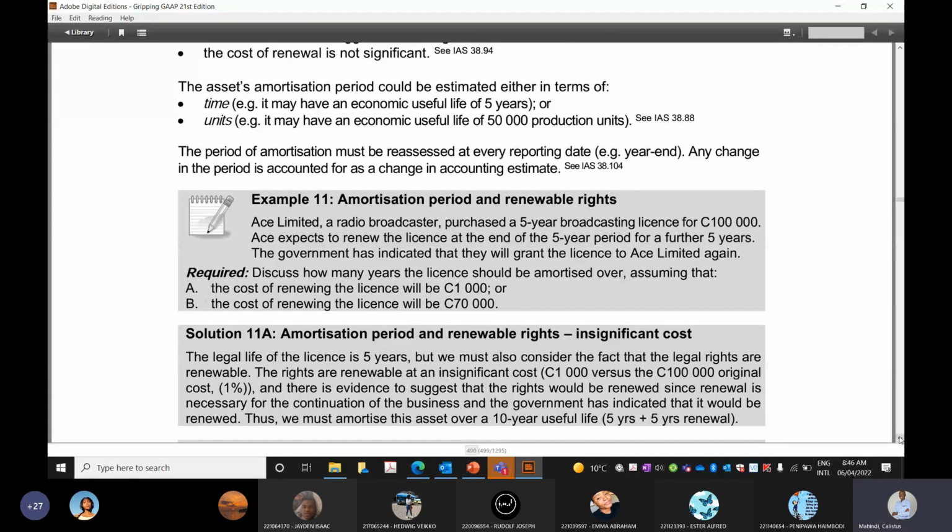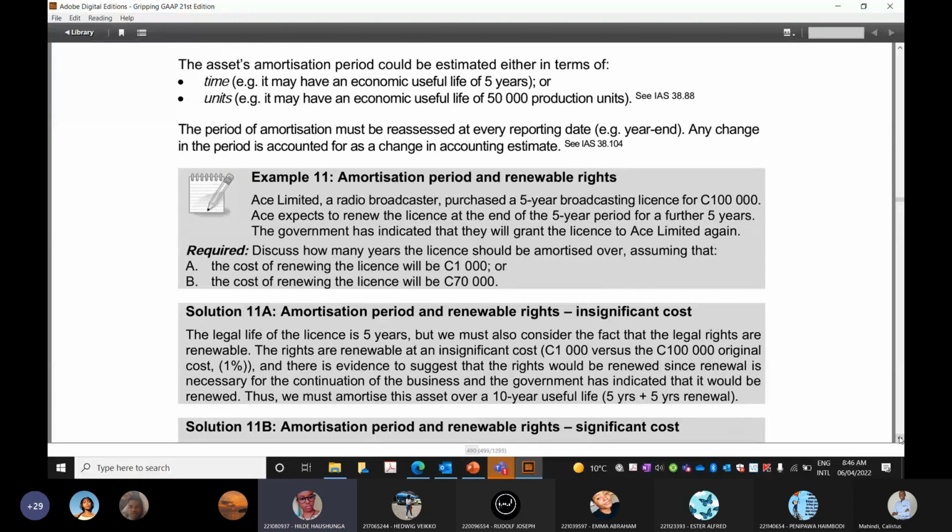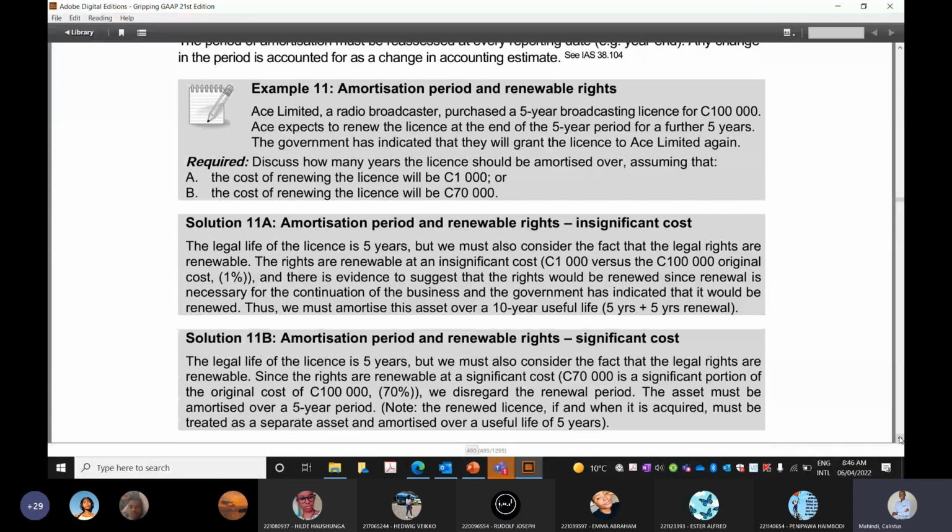The cost of renewing the license is 70,000. What happens in this instance? The cost of renewing the license is 70,000. Okay, did someone want to answer? Okay, let us just go and read through it here.